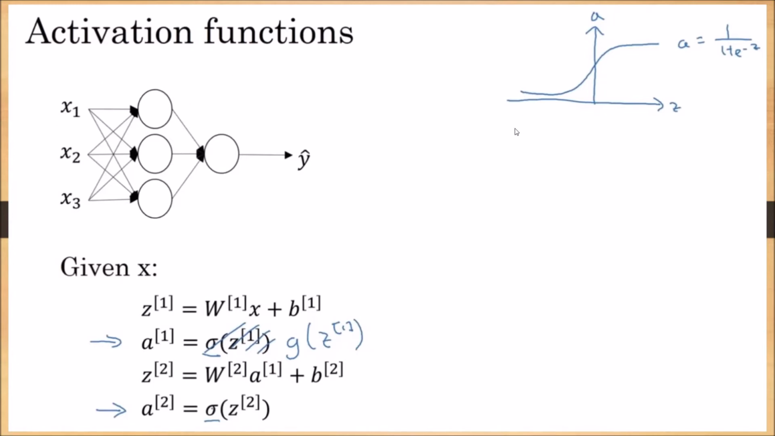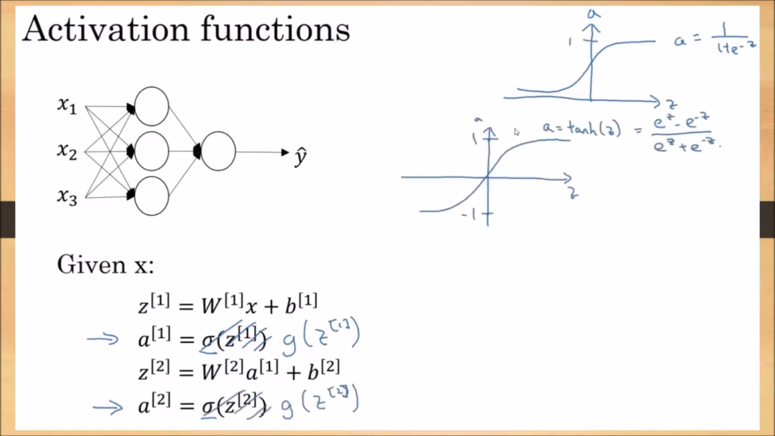But is it possible to change the sigmoid function to any other function? Can I take any other function? Yes, there is a possibility. Now we are discussing the tanh function. This tanh function output is ranging from -1 to +1. The tanh of Z is e to the power Z minus e to the power minus Z, divided by e to the power Z plus e to the power minus Z.